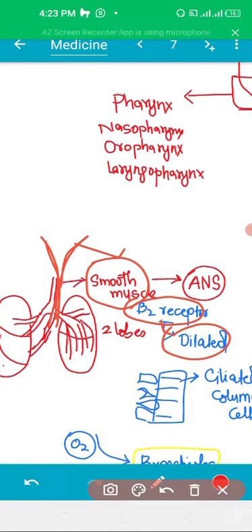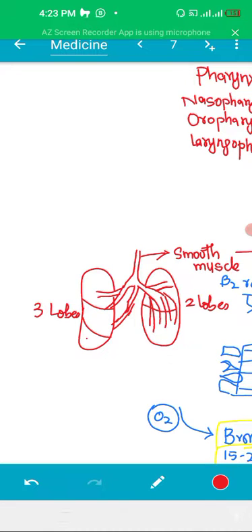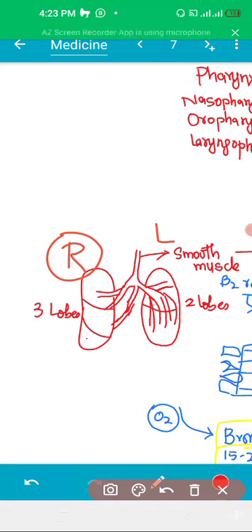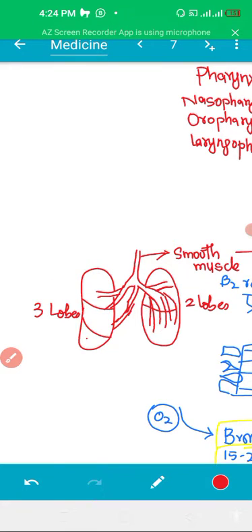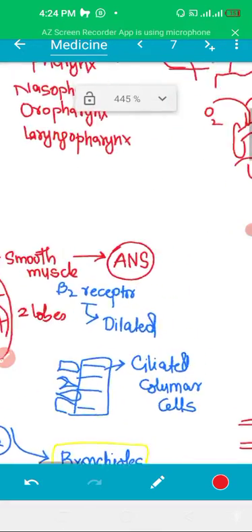Another anatomical structure of the lungs is that there is a right lung and a left lung. The right lung has three lobes divided by two septa, while the left lung consists of only two lobes with only one septum. In this way, the lung is divided into lobes.